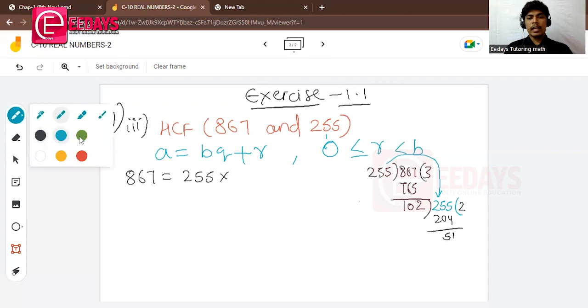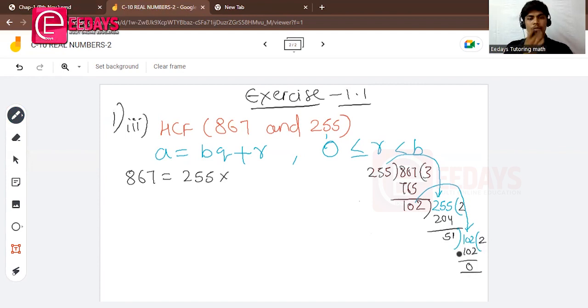Still we couldn't get the remainder as 0. So you can take the divisor 102 here. So 51 times 2, you'll get 102. Now finally we got remainder 0. We just stop here.